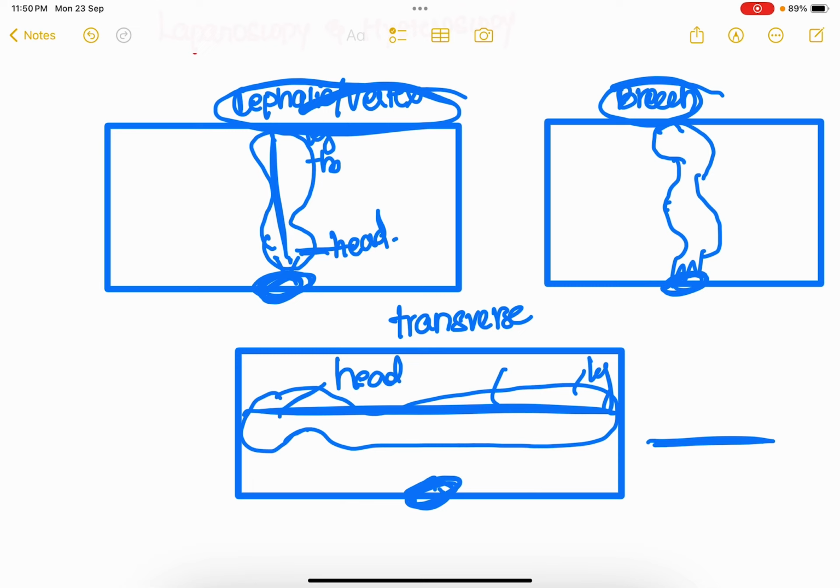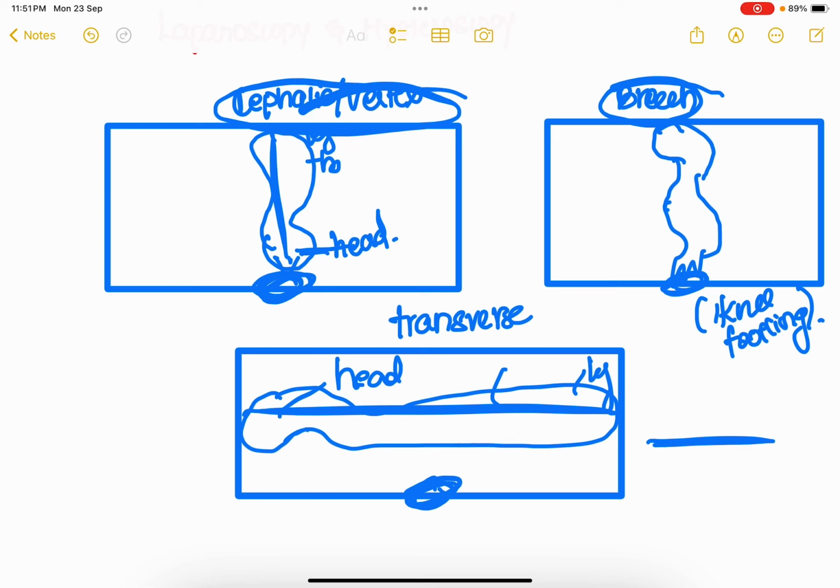That is going to be the breech presentation. So in breech we have knee, footling, right? So these are the breech presentation, where the knee or the foot is going to be present at the lowermost part of the uterus.